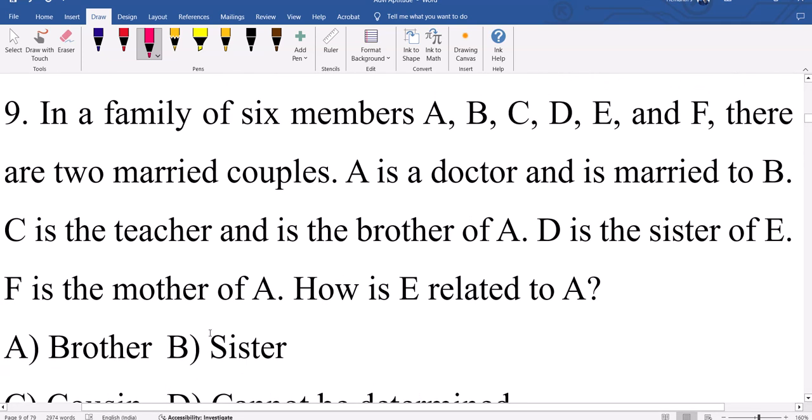Now let's see about blood relation combined with some designations, teacher, doctor. In a family 6 members are there, 2 married couples. Now how is E related to A?